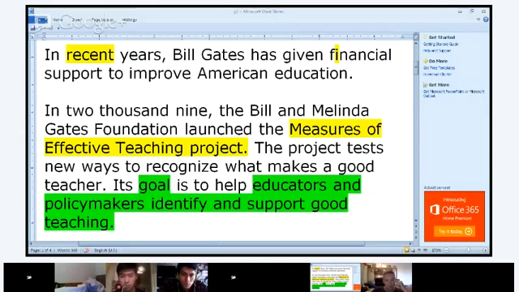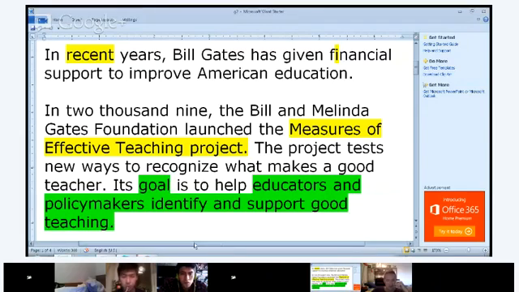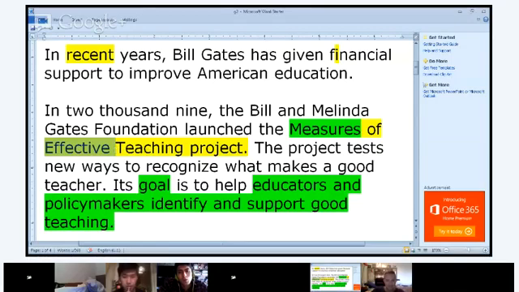Anyone? Please? Just turn on your microphone. I will help you. Yes? Maybe the project tests new ways to recognize what makes a good teacher. Okay, good. All right. And so, yeah, we need to be able to recognize it and sort of measure. We need to know what it is. How do you evaluate a teacher? How do you measure effective teaching? It's not necessarily good teaching, it's effective teaching.